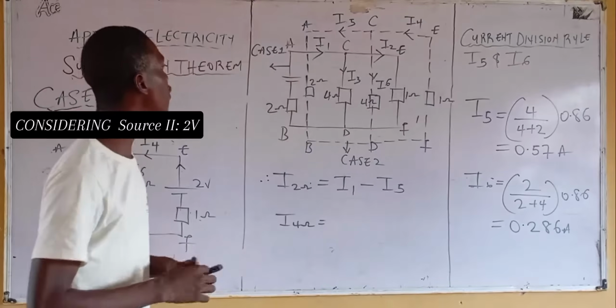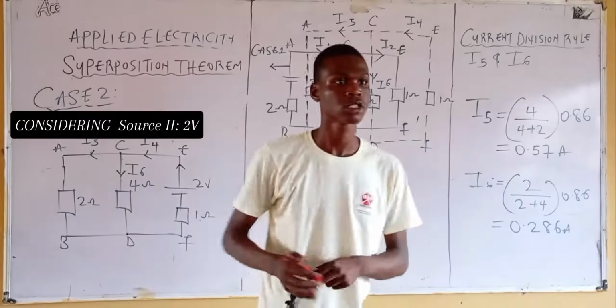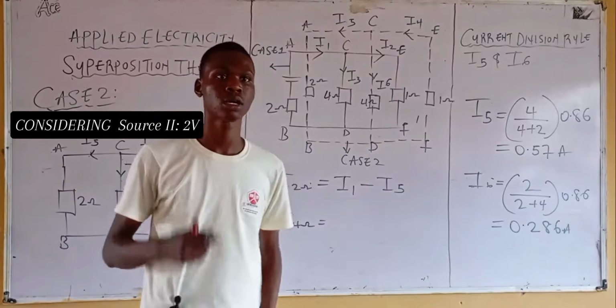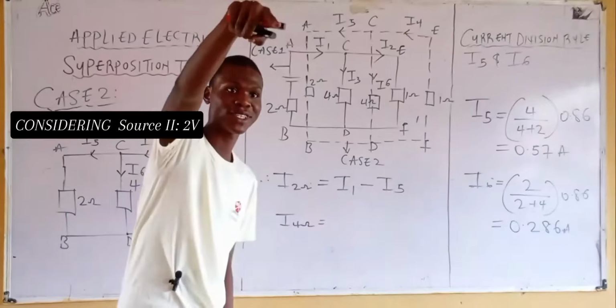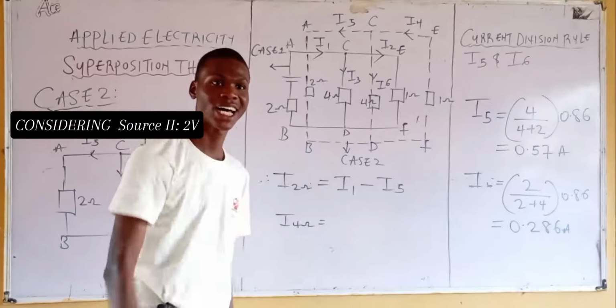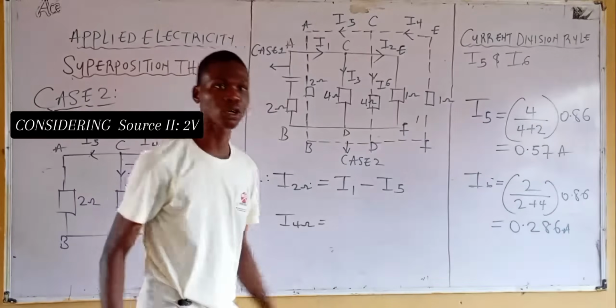Now check for the 4 ohm resistor. Check for the 4 ohm resistor. I want you to answer. For the 4 ohm resistor, it will be what?